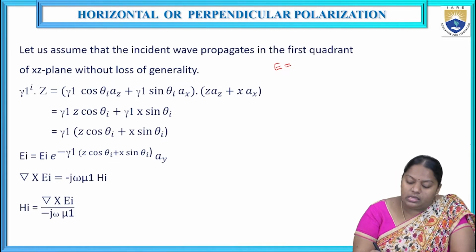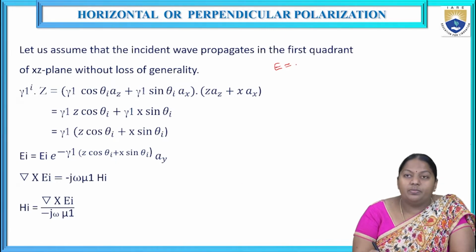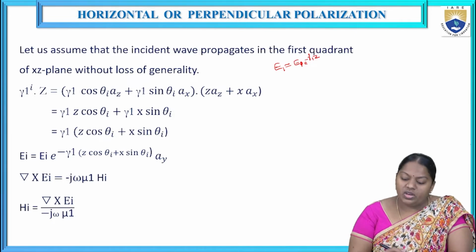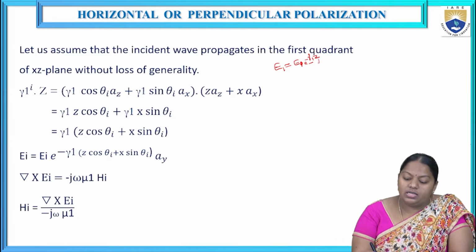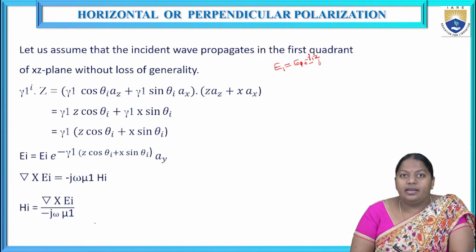Now we are writing the electric field intensity vector E with the magnitude and the phase. I am representing the magnitude as E naught, and e power minus gamma 1 into Z, where gamma 1 stands for medium 1. So for medium 1, E1 is given with its magnitude E1, e power minus gamma 1 into Z, where gamma 1 is the propagation vector in medium 1 and Z is to be considered as the propagation direction, right?